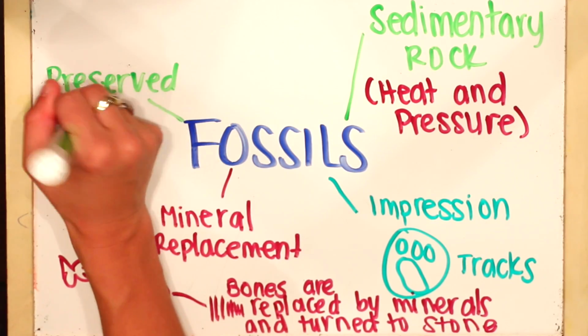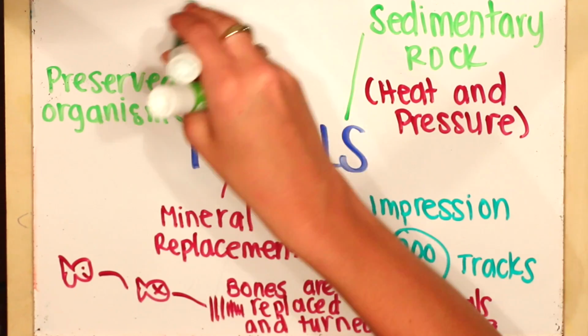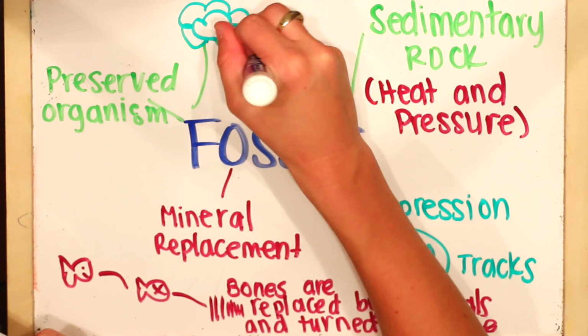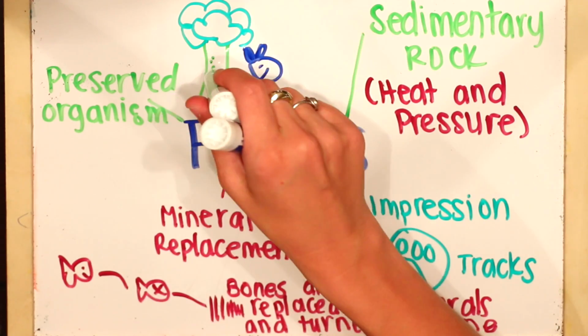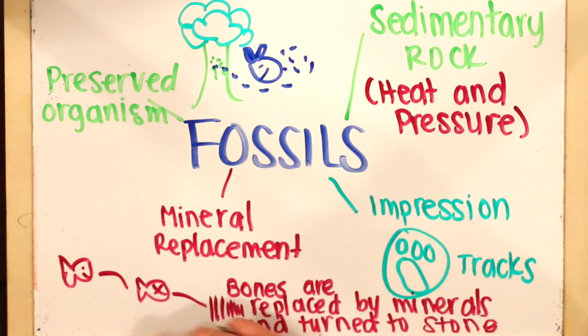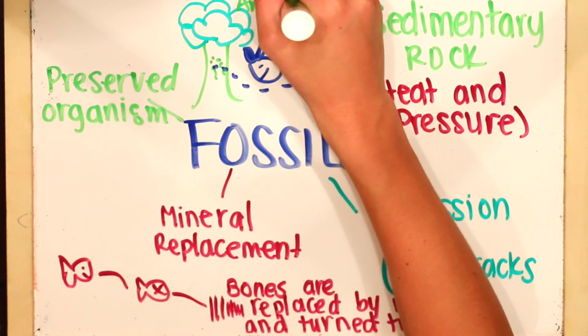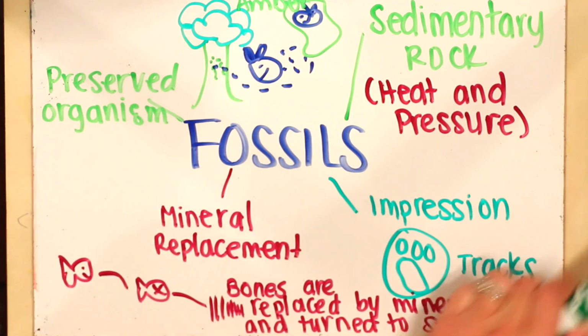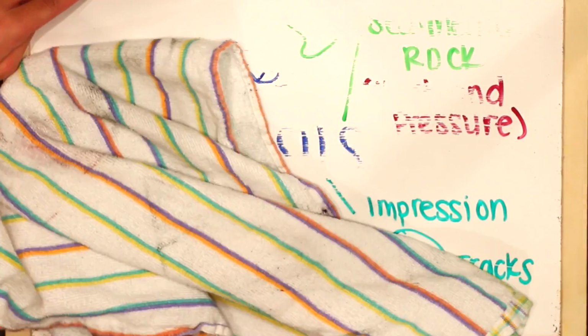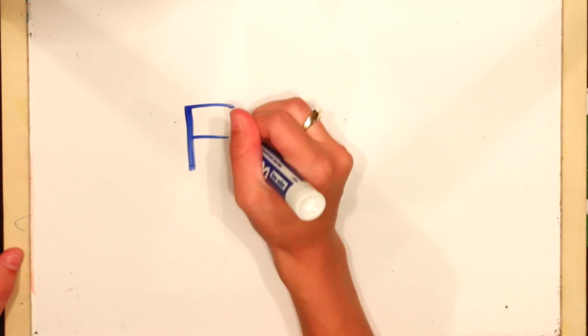Then the last one is preserved organism. That little fly flew into some sap and got stuck. The sap hardened, turned to stone, and that little insect or fly is now perfectly preserved in amber. And we'll actually see an example of that in real life.